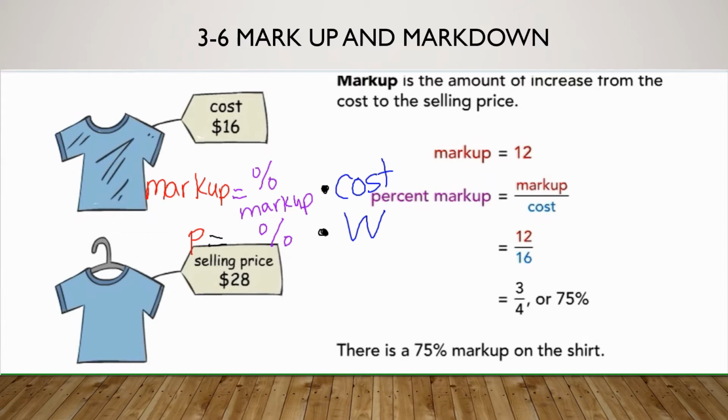In percent markup, the part is the markup. Remember, you have to get the amount of change just like the other problems we did. So the markup is just the amount of change, the difference between these two numbers. The percent is the percent markup, and the whole is the cost, or the original cost of the shirt. So in this case, the original cost would be $16.